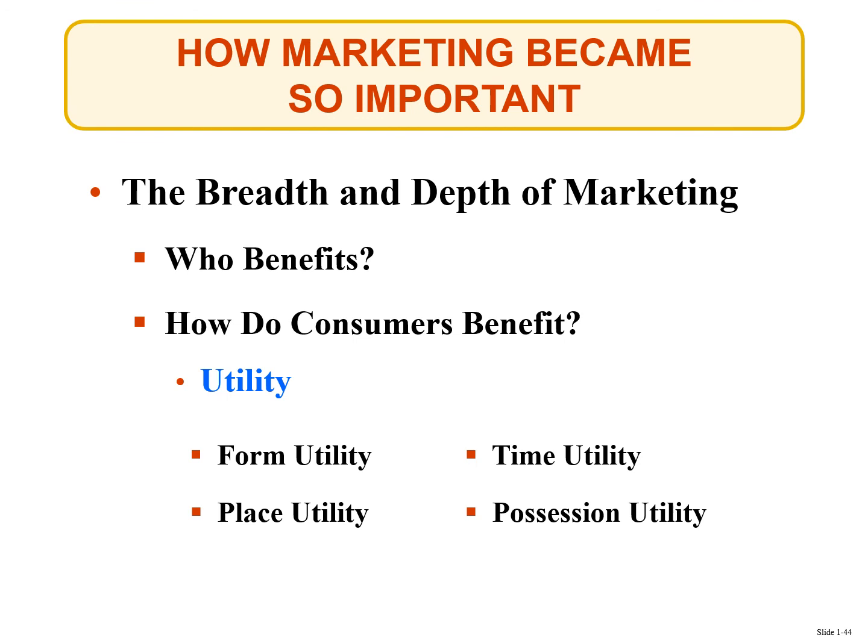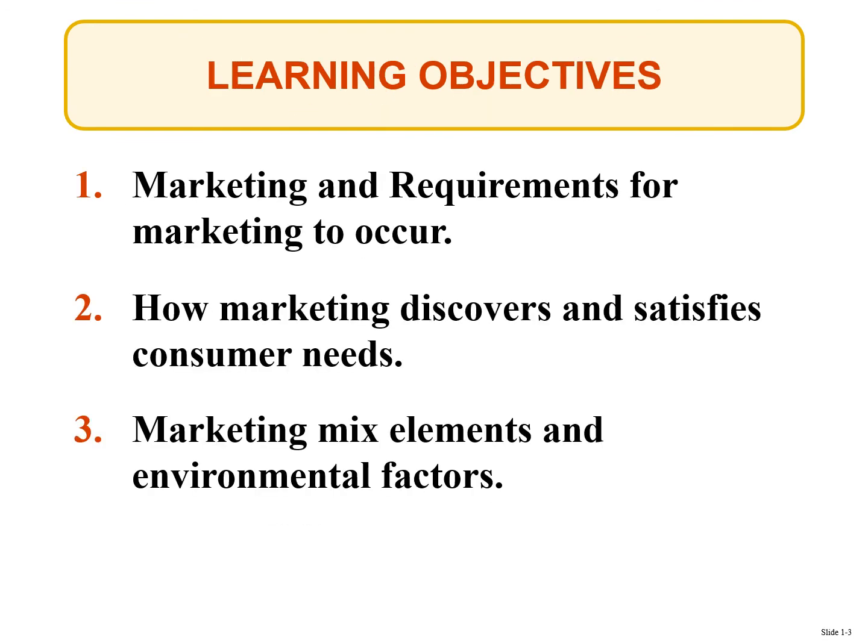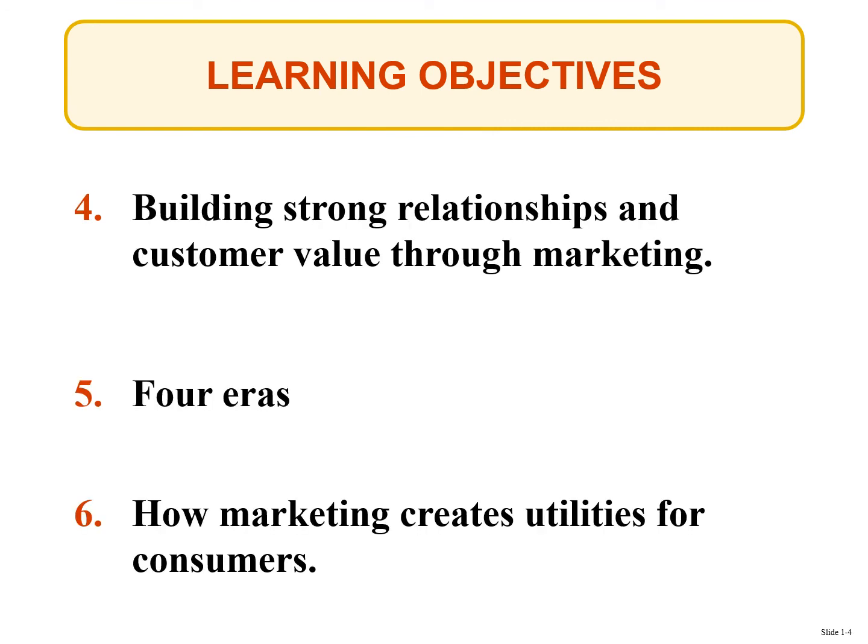Form utility, place utility, time utility, and possession utility. And that finishes our first introductory chapter of marketing. And this is what we have learned from the chapter: marketing and requirements for marketing to occur, how marketing discovers and satisfies consumer needs, marketing mix elements, which are basically those 4 P's: product, price, place, and promotion, and the external and uncontrollable environmental factors. We also talked about building strong relationships and customer value through marketing. We talked about 4 eras of marketing: production, sales, marketing, and customer relationship, and how marketing creates utilities for consumers. The utilities being form utility, place utility, time utility, and possession utility. And that finishes our chapter.